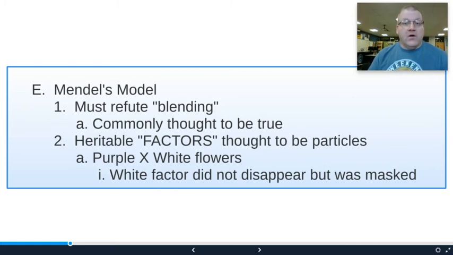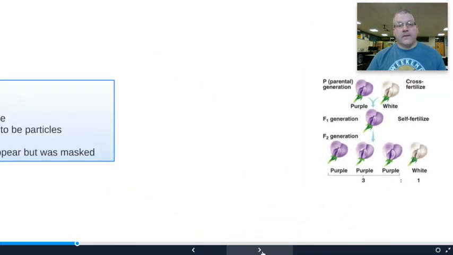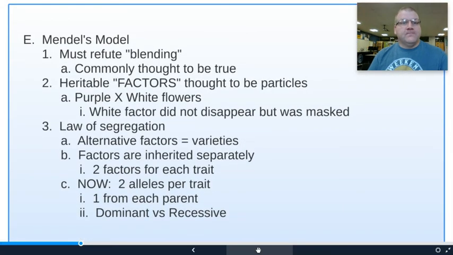So also these heritable factors, or these particles, needed to be shown to be able to be carried, and to do the things that Mendel saw happening in his offspring. So the first thing he developed was the law of segregation, in that when these inheritable factors, which we would now call genes or alleles, did in fact separate during the process of meiosis.